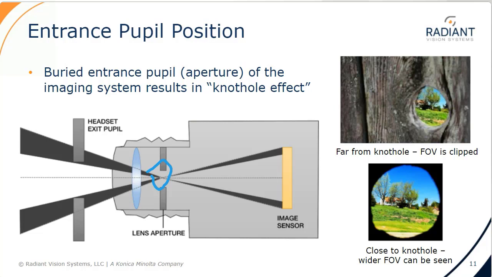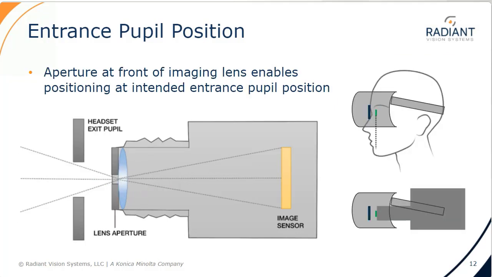So this is sometimes referred to as the Knothole Effect. And the closer the entrance pupil is to the knothole, the greater the field of view can be seen beyond the fence. So by bringing the entrance pupil closer to the actual exit pupil of the headset, we can effectively bring the lens closer to the knothole and not clip the field of view. So how is that accomplished? To achieve the desired entrance pupil position, lenses used for XR display tests are designed with an aperture at the front of the lens. This way, the entrance pupil of the imaging system can be positioned at the same location as the human entrance pupil relative to the display. This enables the system to capture accurate, full field of view measurement images of the display beyond the headset exit pupil.